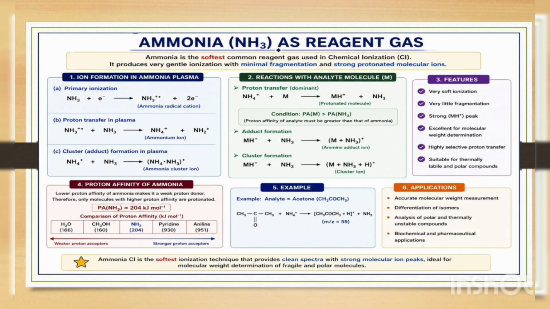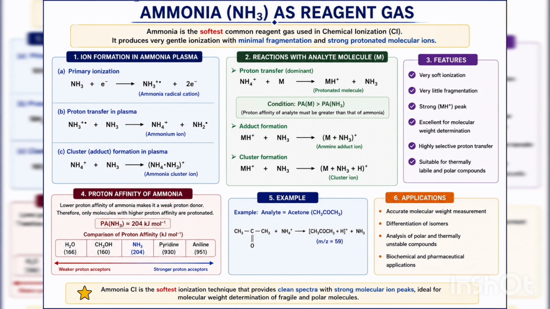And one more reagent gas is particularly important, which is ammonia. Now we come to ammonia, NH3. Ammonia is one of the softest commonly used reagent gases in CI. When ammonia is ionized, it produces reagent ions that can participate in proton transfer and cluster ion formation. A key species is NH4+. This can transfer a proton to suitable analyte molecules. After that, NH4+ plus M gives rise to M plus H+ plus NH3.